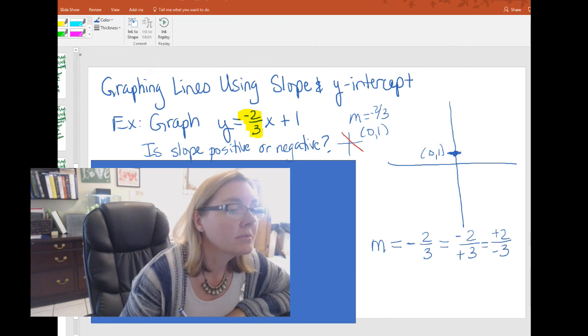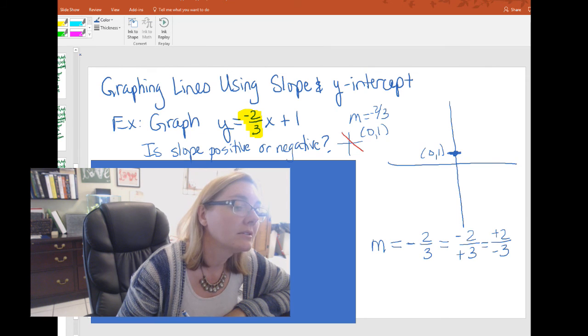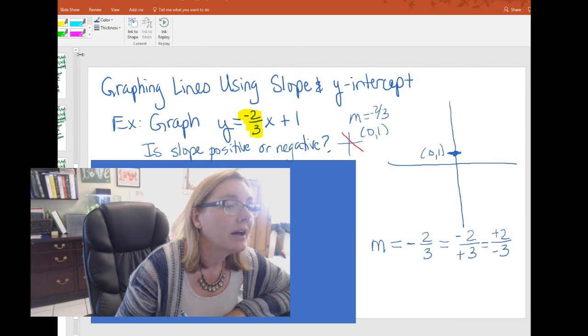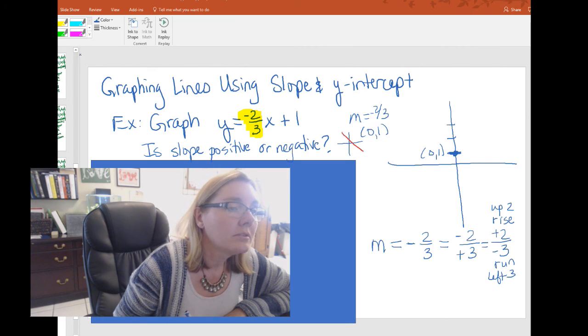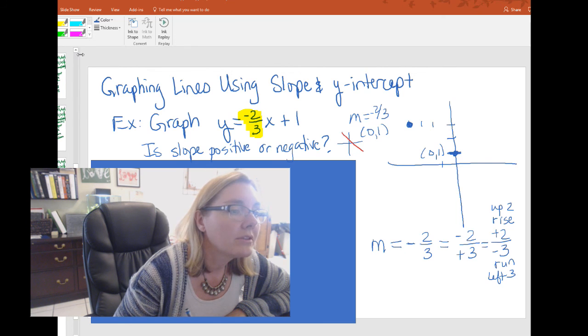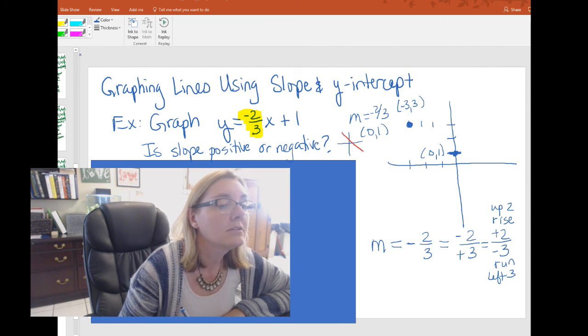Let's say I wanted to plot a point that was up and to the left. Up is a positive rise, and to the left is a negative run. So we're going to rise up 2, and our run would be to the left 3. I'm going to go up 2 and to the left 1, 2, 3. A lot of times people have trouble seeing what the coordinates are. It looks to me like the coordinates are -3, 3, but I'm going to show you a little trick.